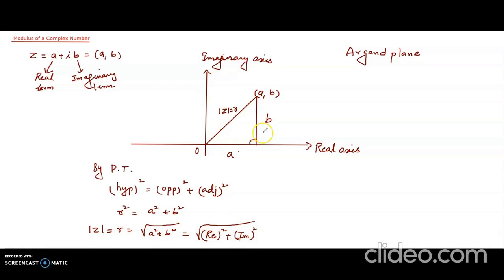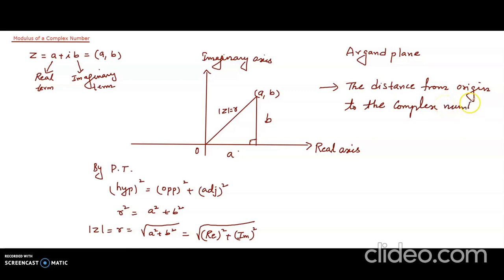By definition, what is a modulus? Modulus of a complex number is nothing but the distance from the origin to the complex number. The distance from the origin to the complex number z, or (a, b), is the modulus of the complex number.